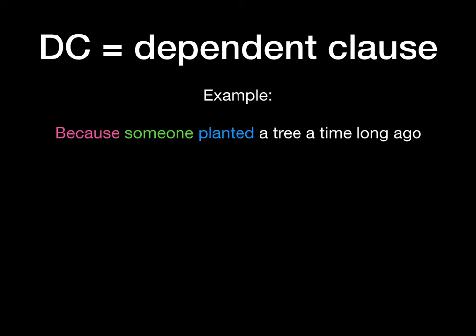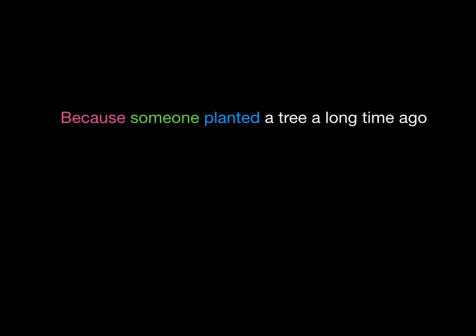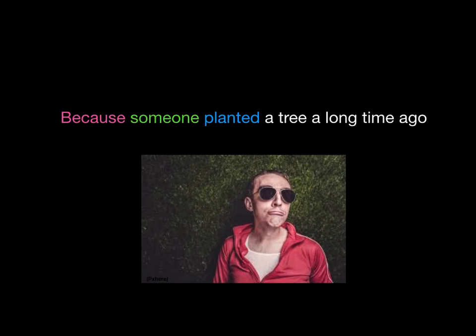Because someone planted a tree long ago. So what do you notice? Someone planted should look familiar because somebody, literally someone, is doing something. That's right. The first two things that your dependent clause has to have would be a subject, because your someone is doing something, and a verb, because someone planted. So what is that third thing? Because someone planted a tree long ago. If you said this to Uncle Joe, would he understand what you were talking about? Nope. The third element of a dependent clause makes it not make sense.